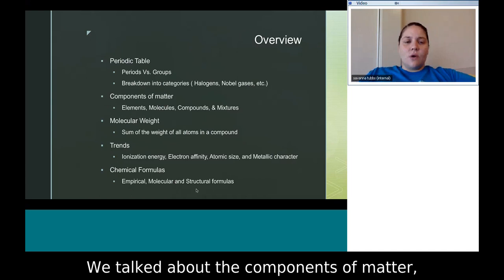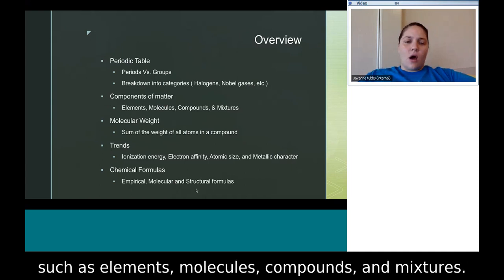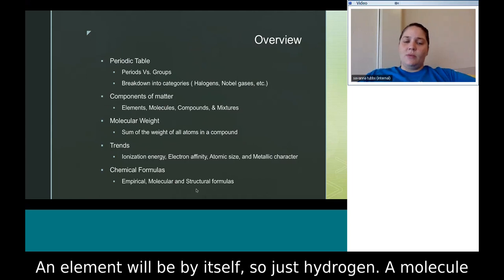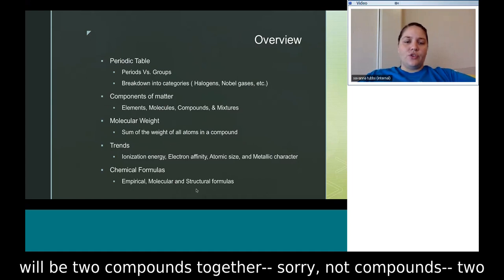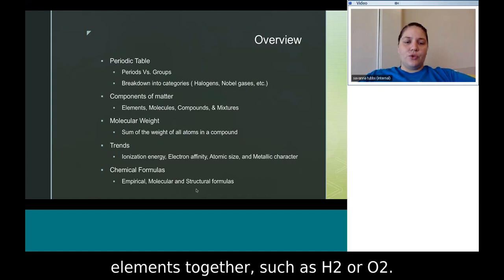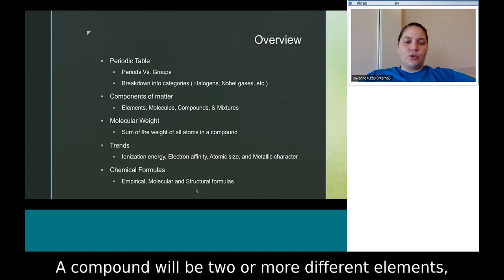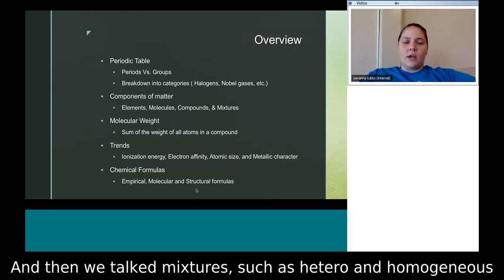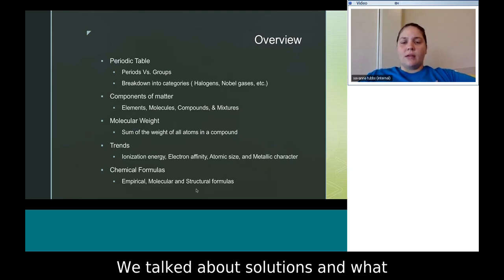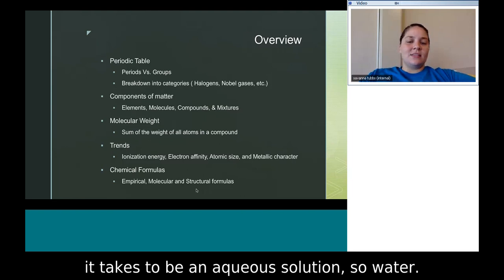We talked about the components of matter, such as elements, molecules, compounds, and mixtures. An element will be by itself, so just hydrogen. A molecule will be two elements together, such as H2 or O2. A compound will be two or more different elements, such as H2O. And then we talked about mixtures, such as hetero and homogeneous mixtures. We talked about solutions and what it takes to be an aqueous solution, so water.